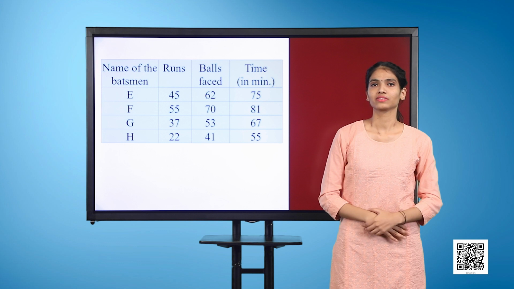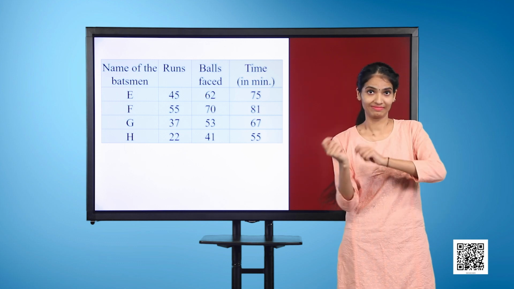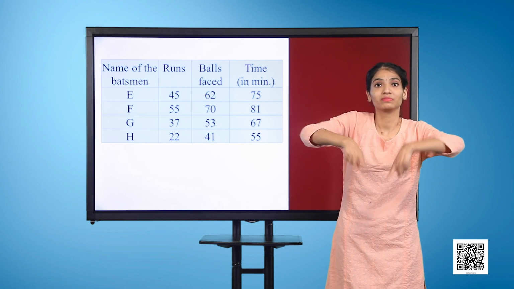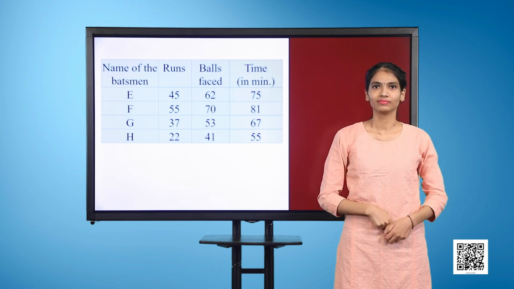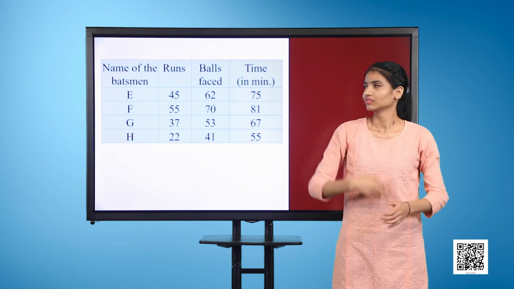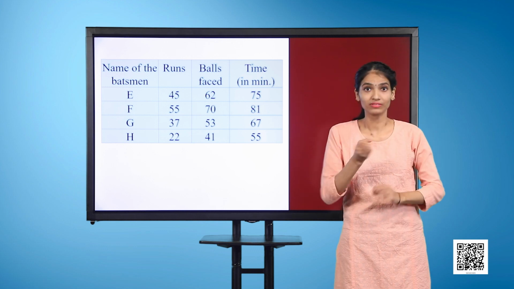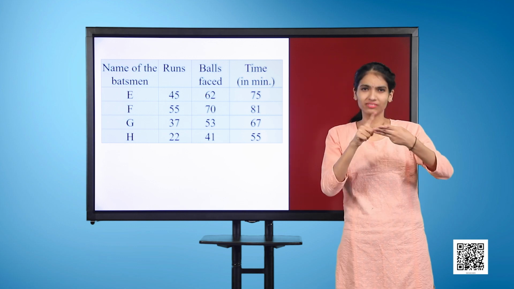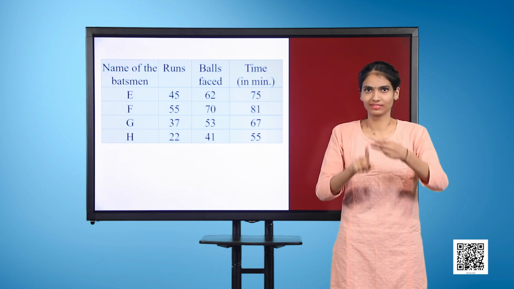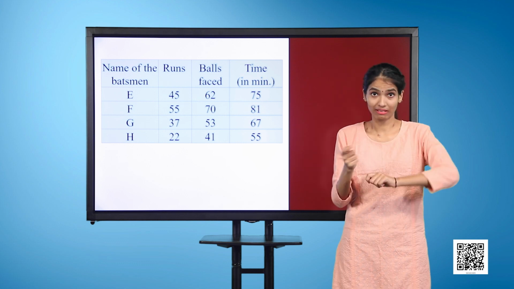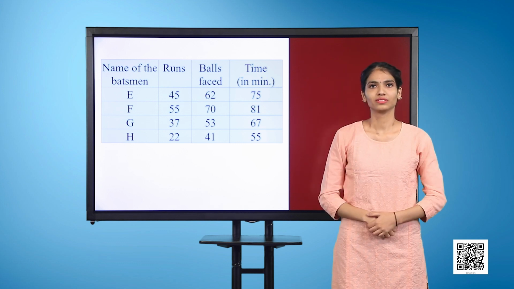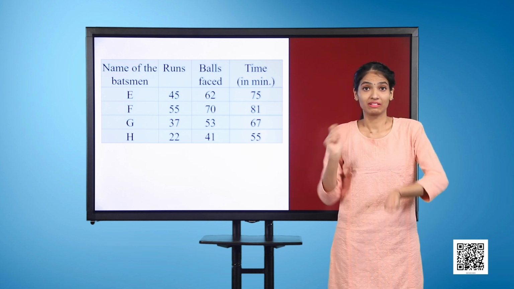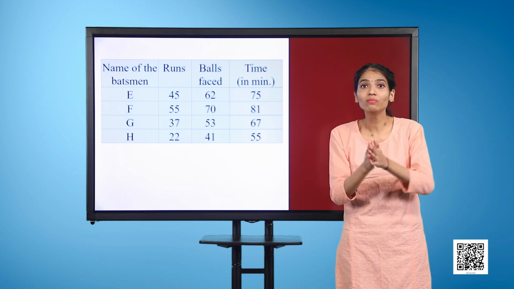We have another scoreboard. Columns are name of the batsman, runs, balls faced, time in minutes. E. 45, 62, 75. F. 55, 70, 81. G. 37, 53, 67. H. 22, 41, 55.